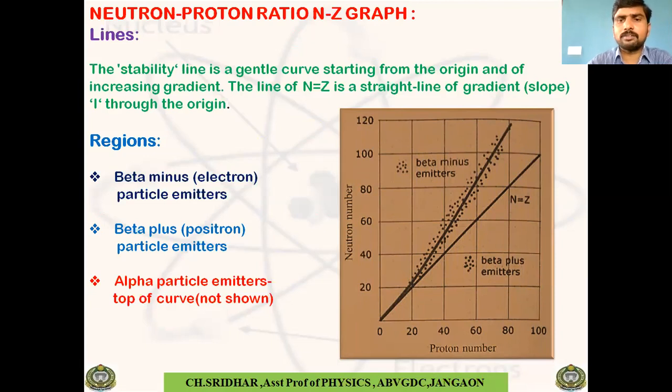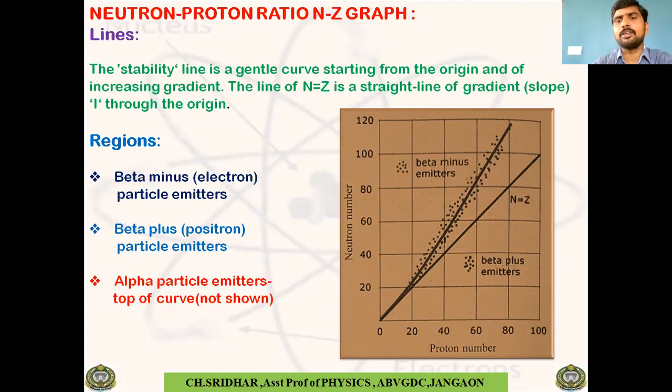So in this figure, we have two types of lines. This is called the stability line where N equals Z. But in the general case, this is not the case. This will show some deviation from the N equals Z graph. In this graph, there are three regions: beta minus particle emitters, beta plus particle emitters, and alpha particle emitters. In the figure, we show only the beta minus emitters and beta plus emitters.